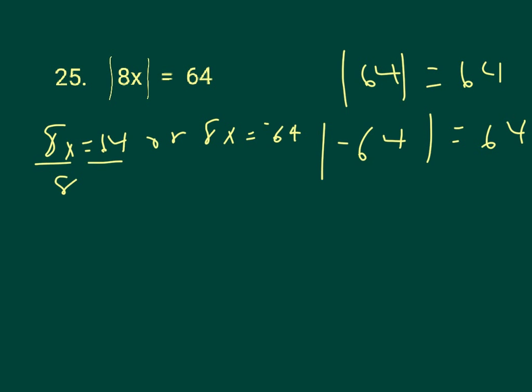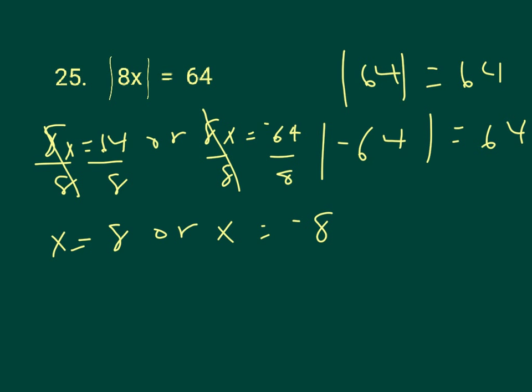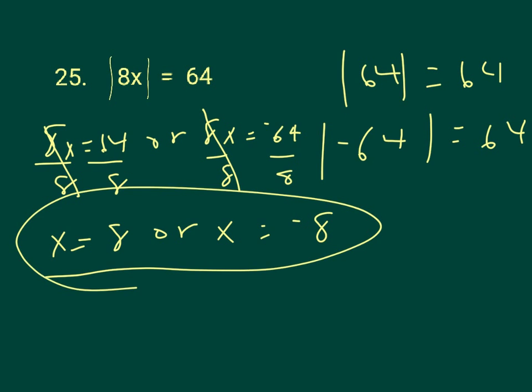When we solve this one, we get x equals positive 8. When we solve the second condition, I don't know why I put that in there. That shouldn't be negative 8. We get x equals negative 8. So there are two answers to this one. X either equals 8 or x equals negative 8.